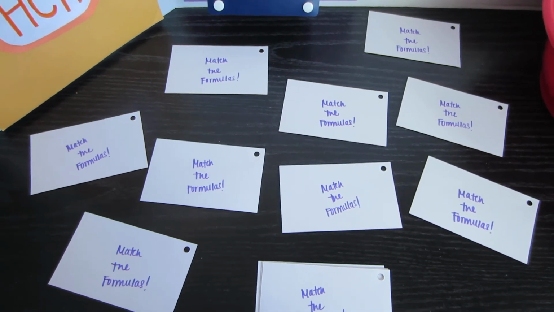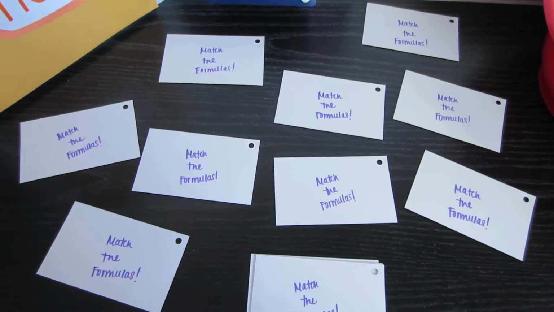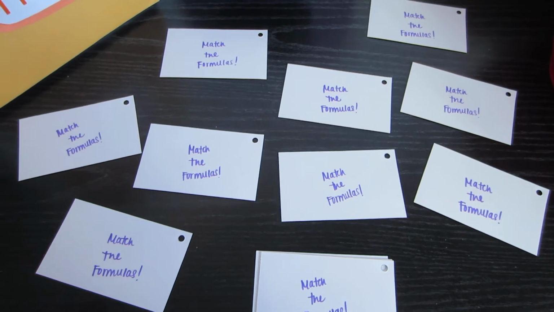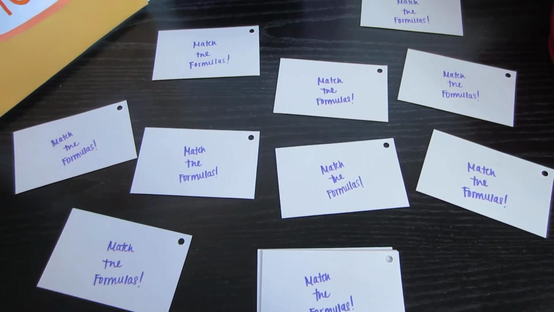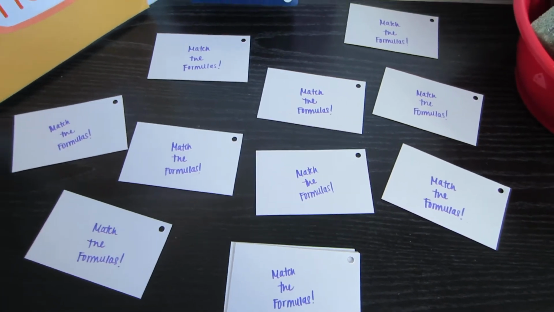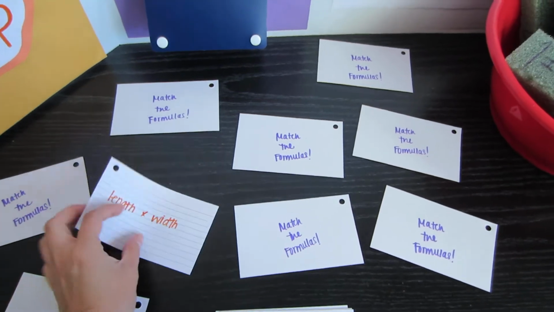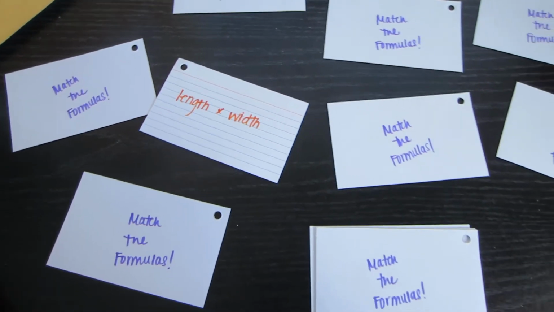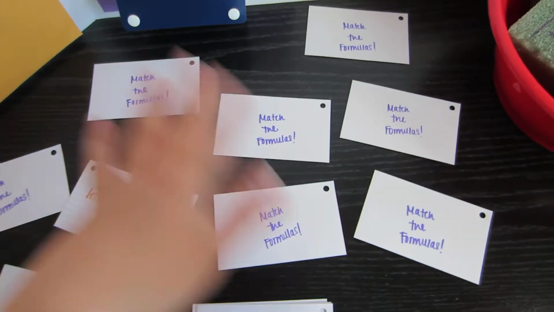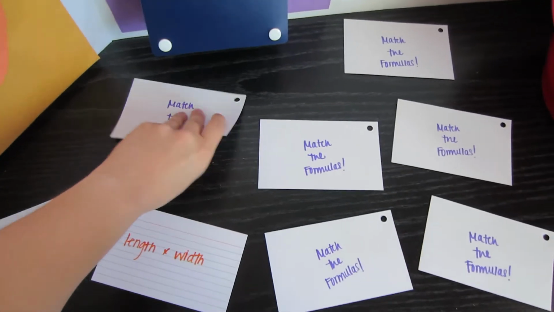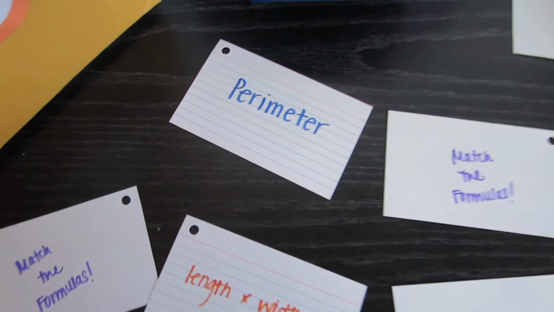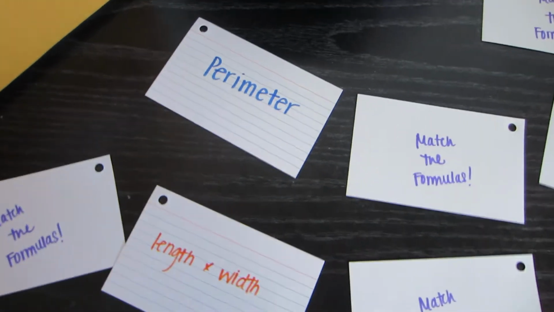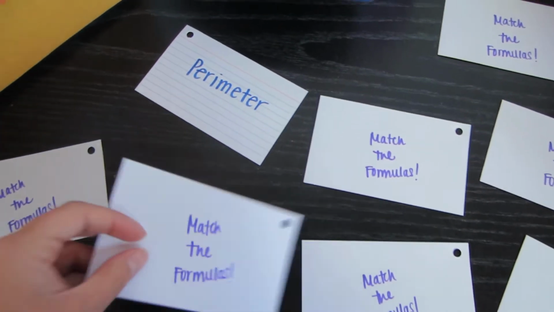What the students have to do is take turns and flip two cards over at a time and try to match the formula with the name of the formula. For example, I'm going to flip this card over here. That says length times width. I know that length times width is area, so I want to flip a card over that says area. That one says perimeter. So I know that that's not the answer, so I'm just going to flip the cards back over.